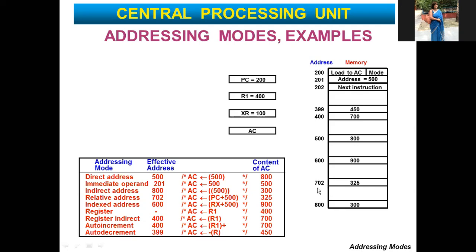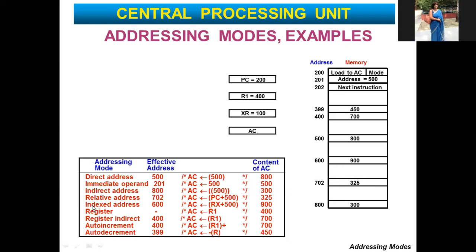And at the 702 location, we can see that the content is 325. So what will be the value of the AC now? It will be 325. This 325 will be loaded to AC. And what will be the effective address? It will be 702. So in relative addressing mode, your effective address is 702, whereas the content of AC is 325.